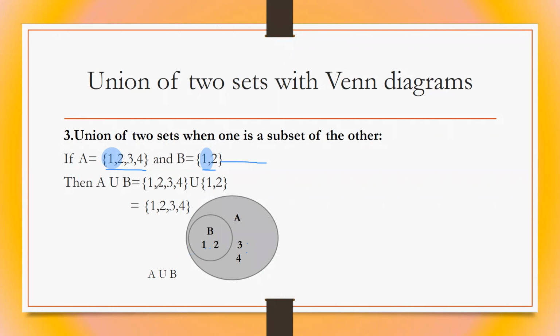Clear? So if I combine these two sets, A union B, we get 1, 2, 3, 4 union the B set containing 1, 2. When we combine, we get 1, 2, 3, 4. Okay. Why are we not writing 1, 2 again? Because repetition is not allowed. Clear, everybody?